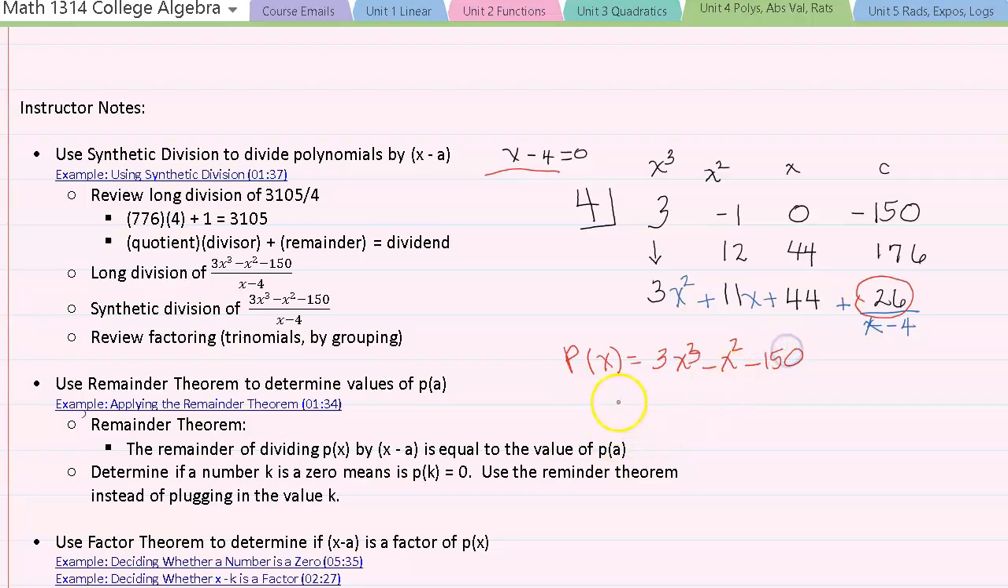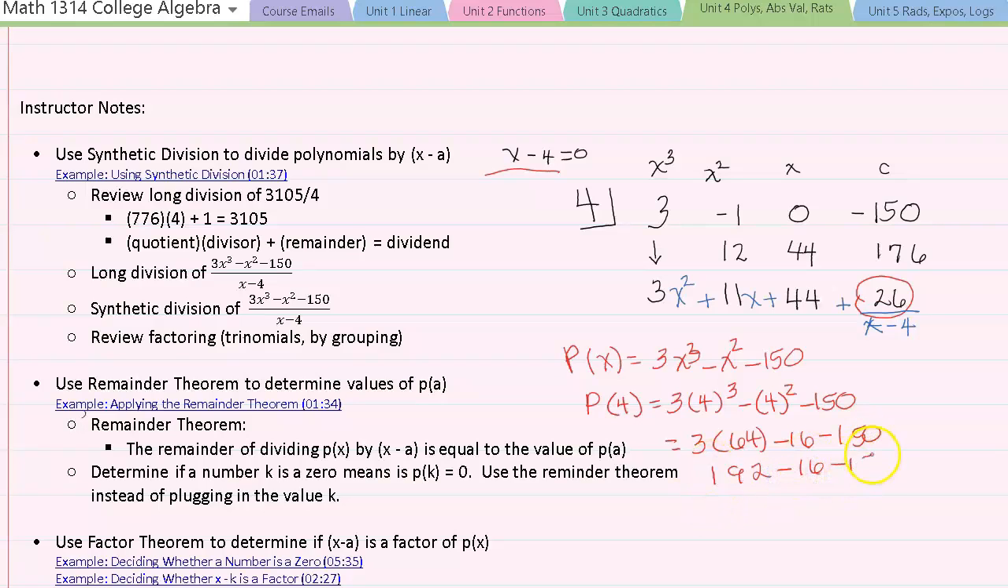our polynomial, and we get p of 4 is equal to 3 times 4 cubed minus 4 squared minus 150. And if we simplify this, this ends up being 3 times 64 minus 16 minus 150, which is 192 minus 16 minus 150, and that equals 26, which was our remainder when we did our synthetic division. The remainder theorem means that we can use synthetic division instead of plugging in numbers.